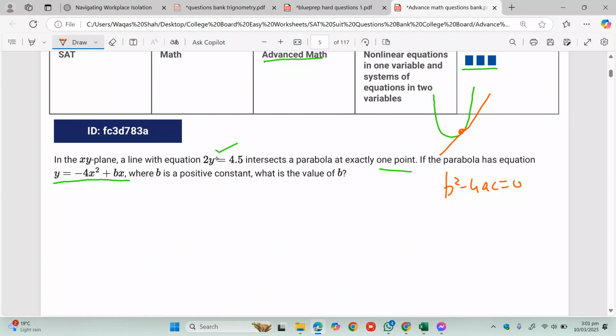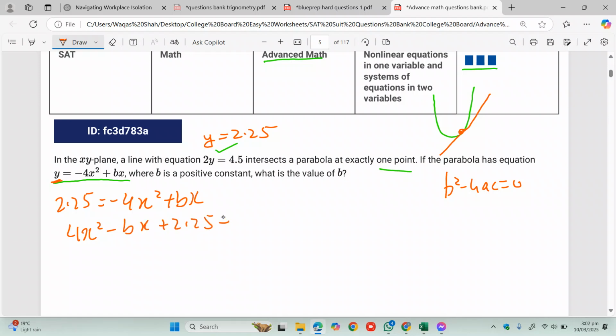So what we can do now, we can take the value of y from here. So y is equal to 4.5 divided by 2, that will be equal to 2.25. Now put this value of y over here. So y will be replaced with 2.25 is equal to negative 4x squared plus bx. Next step will be, we have to write this in standard form, so we will shift these two terms from left to the right side. So it will become 4x squared minus bx plus 2.25 is equal to 0.